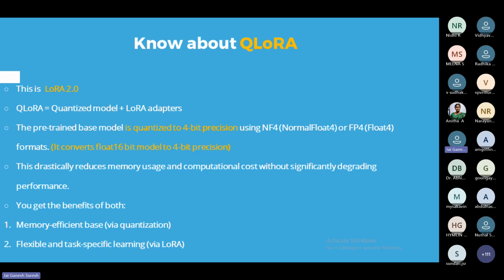Okay, so now let's talk about QLoRa, quantized LoRa. So what is quantized? This is a version of LoRa 2.0. Of course, what I mentioned before is the same. So QLoRa equals a quantized model plus low rank adapters, and the pre-trained base model. This pre-trained base model is quantized to 4-bit precision using NF4 or FP4 formats.